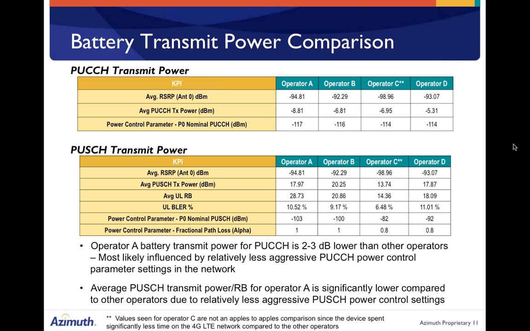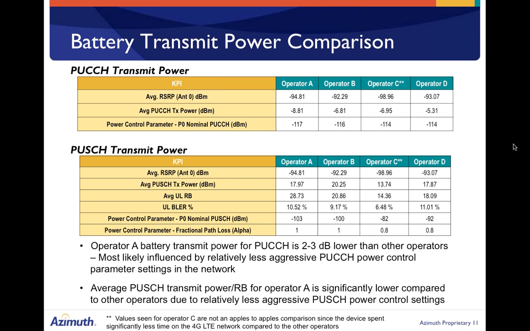But then the next question is, why is the battery transmit power of operator A better compared to other operators essentially? And as you can see, it's not that operator A had particularly good coverage compared to operator B and operator D. In fact, operator A was actually perceiving relatively poor coverage compared to operator B and operator D, but yet it was able to manage to send a lesser amount of power on the control channel without impacting radio link failures or connection failure performance essentially.